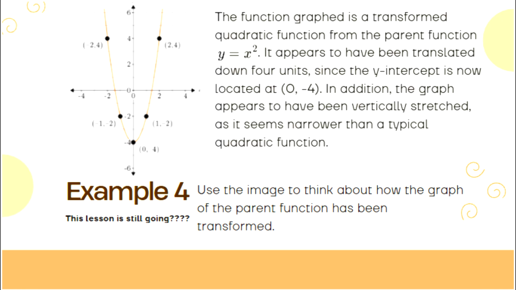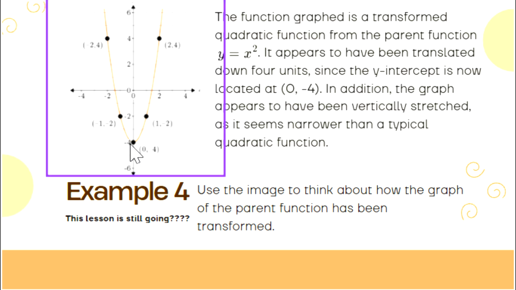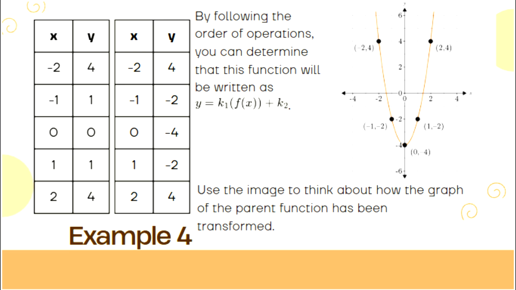In addition, we have more than one transformation now. The graph appears to have been vertically stretched as it seems narrower than a typical quadratic function. You can tell that because it should be over 1 up 1, but it's over 1 up 2 now. Okay, so it's been stretched. So here's our two charts. This one is the transformed one, this is the parent function. By following the order of operations, you can determine that this function will be written as y equals k1 of f of x plus k2.